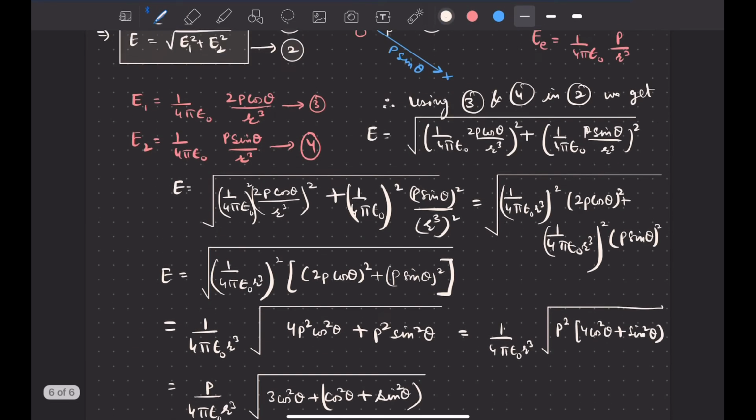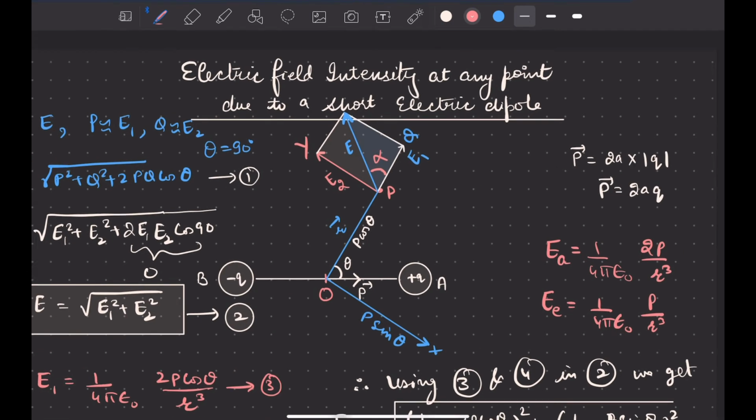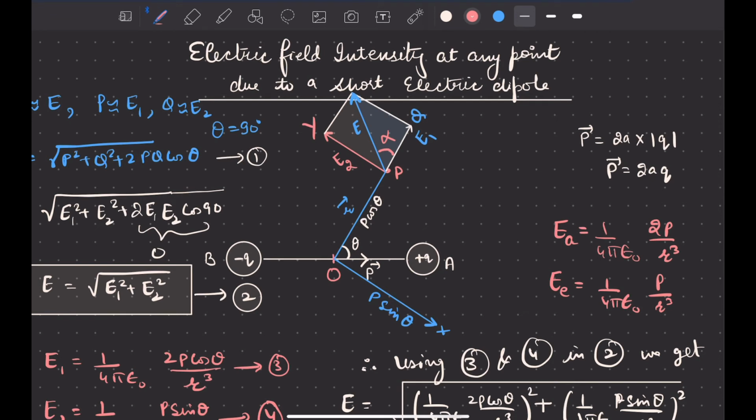Now we need to find the direction also, as this resultant is making an alpha angle with E1 field. Therefore, from this diagram, make sure that this particular line is parallel to PY, therefore its value is E2, and PQ is already E1, and we need to find the direction. To find the direction, we always take the tangent function. Tangent is a function which always defines the direction.